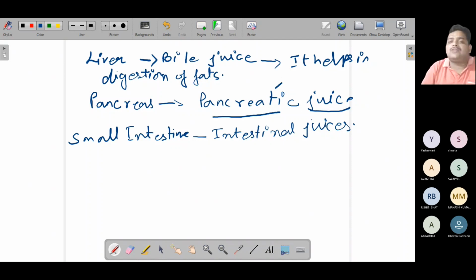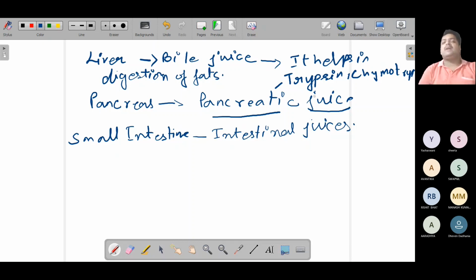Like pancreatic juice contains trypsin. This you don't have to remember because this is not in your syllabus. Trypsin, chymotrypsin. There are other enzymes in the pancreatic juice which help in the digestion of proteins, fats, and carbohydrates. Like maltase is present here, which helps in the digestion of maltose.